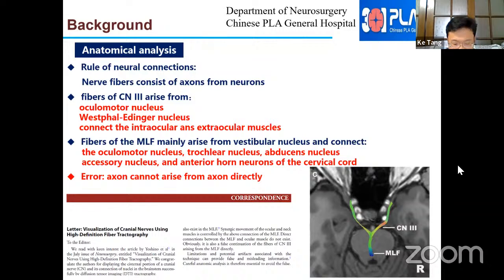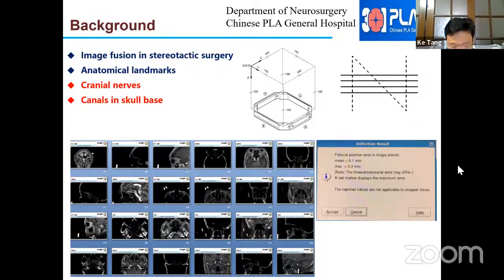Limitations and potential artifacts associated with the technique can provide false and misleading information. Thus, careful anatomic analysis, especially microsurgical anatomy, is essential to avoid the error of imaging. Then, we use multimodal imaging to make anatomic analysis for the plan of Gamma Knife radiosurgery.